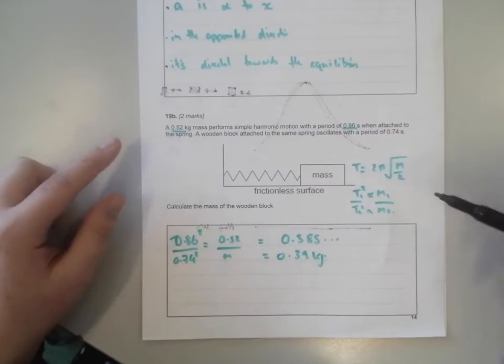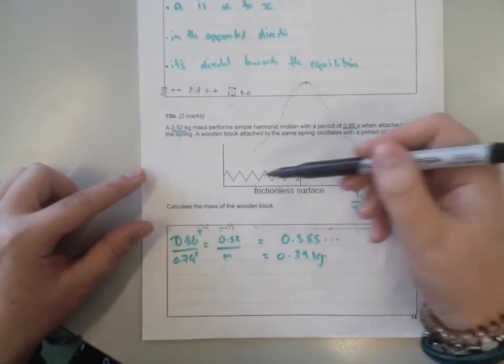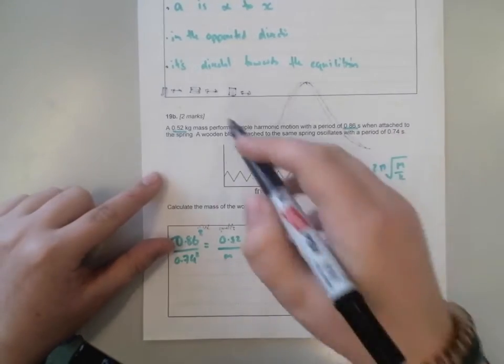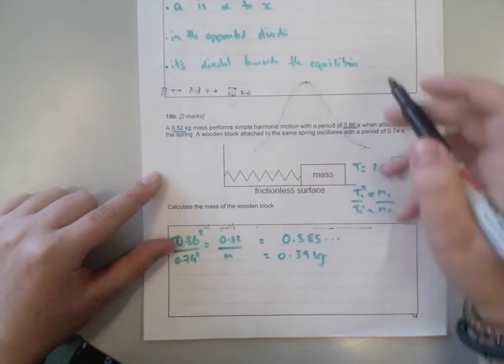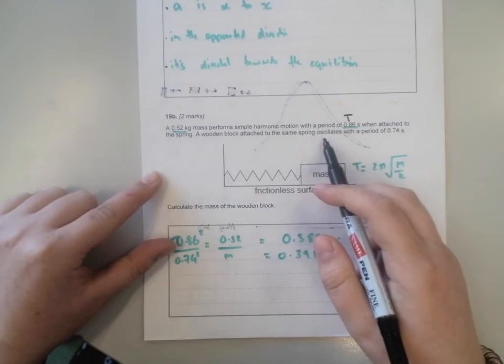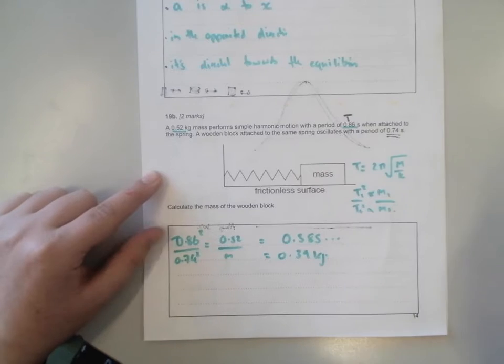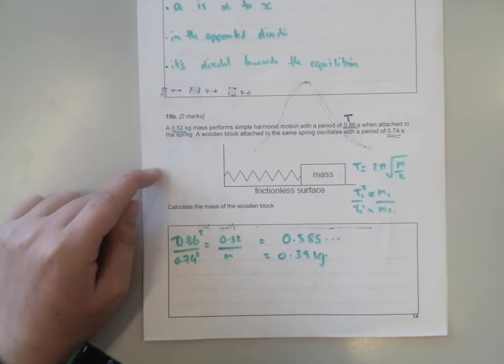The next part then, we were looking at something undergoing simple harmonic motion, and it was a mass on a spring, okay? And we were told that we have a 52 kilogram mass, and it's going through SHM with a time period of 0.86 seconds when attached to the spring. We then attached it to the same spring, oscillating though with a period of this. It's asking us then to calculate the mass of the new wooden block.